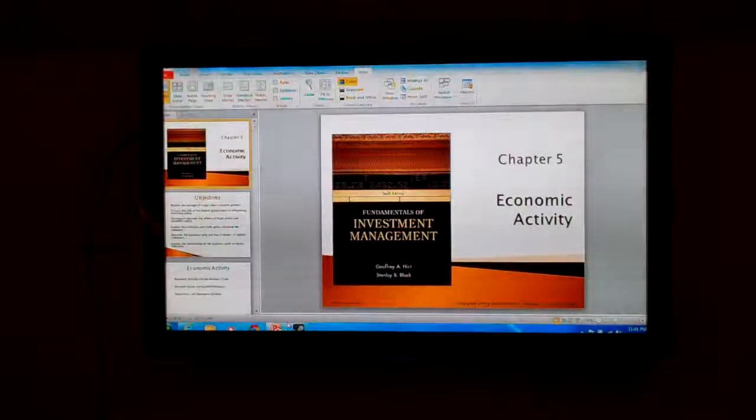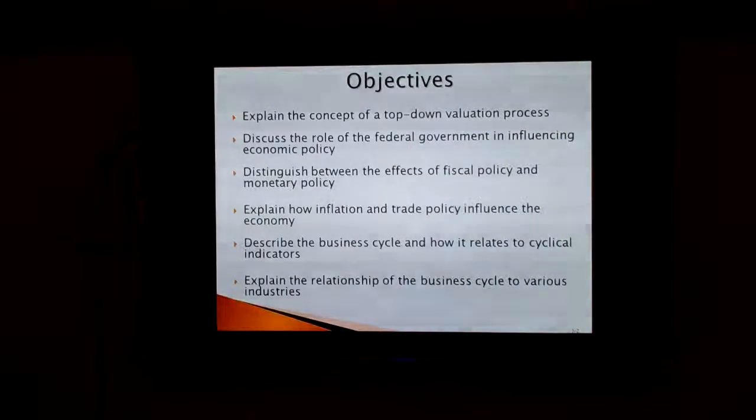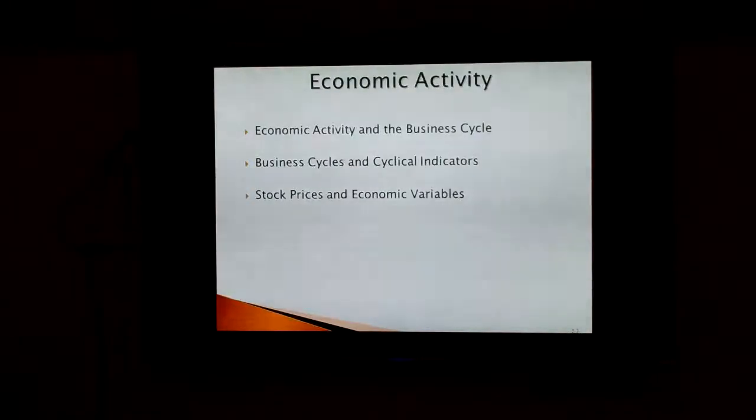Alright guys, Chapter 5, Economic Activity. Let's blow this up full size here. Okay. Objectives of this chapter: explain the concept of top-down valuation process, discuss the role of federal government in influencing economic policy, distinguish between the effects of fiscal and monetary policy, explain how inflation and trade policy influence the economy, describe the business cycle and how it relates to cyclical indicators, explain the relationship of the business cycle to various industries.